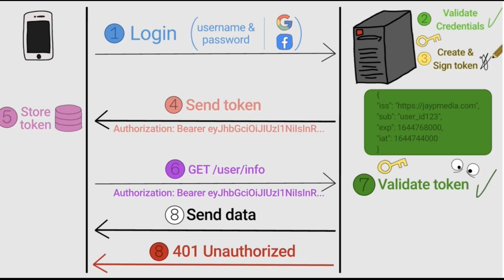Store them securely, never in local storage or cookies accessible to JavaScript. Use HTTP-only, secure cookies or secure storage mechanisms provided by mobile platforms, and implement refresh token rotation. Every time a refresh token is used, issue a new one and invalidate the old one. This limits the window of opportunity if a token is stolen.